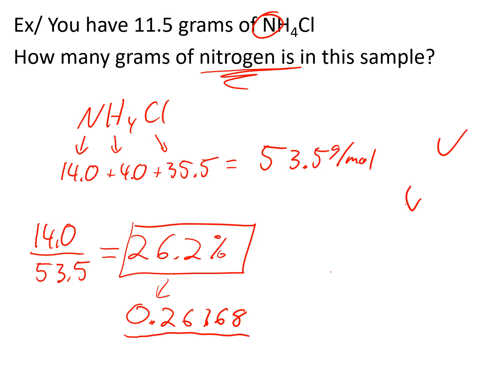Now, I want to know how many grams the nitrogen is weighing in a sample of ammonium chloride. So I take this percentage that's now in decimal form, and I'm going to multiply that by my total mass, which is 11.5 grams, and that'll equal 3.009 or 3.01 grams of nitrogen. So in an 11.5 gram sample of ammonium chloride, just over 3 of those grams is just nitrogen.